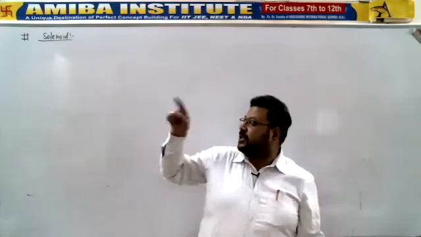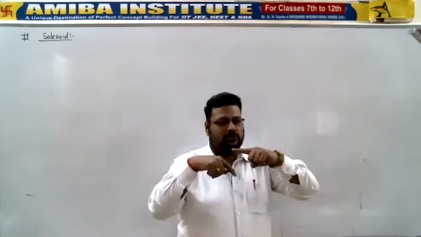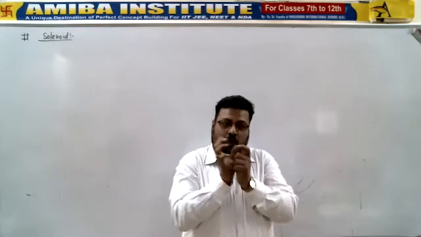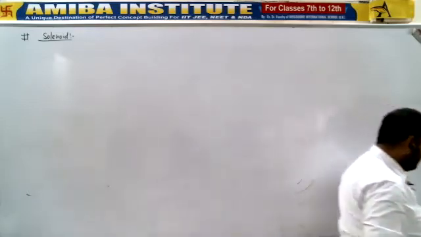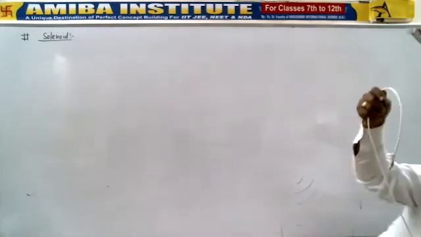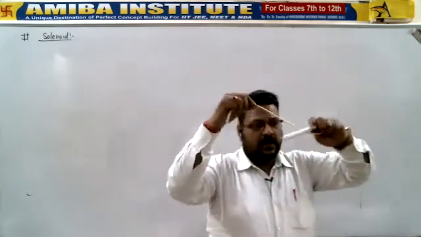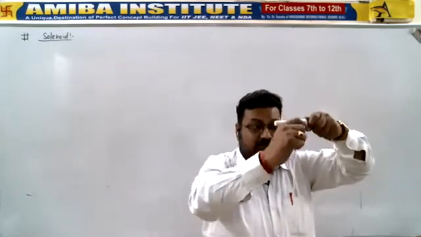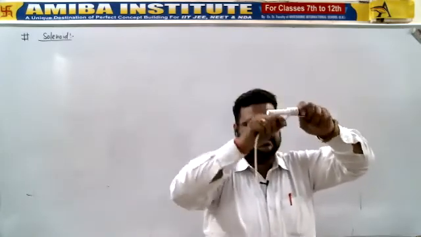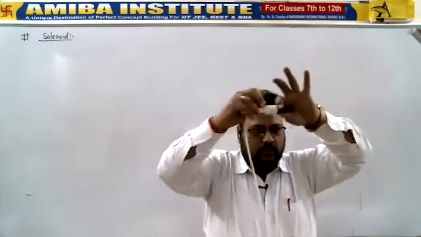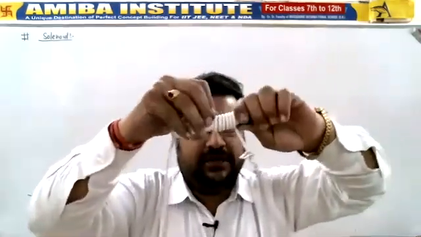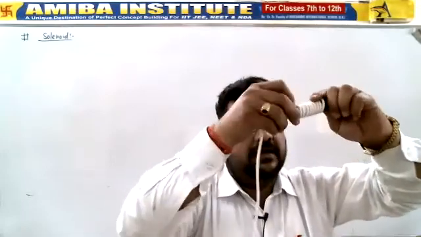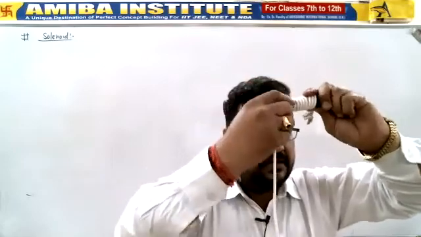So what is a solenoid? When circular coils of insulated copper wire are wrapped closely in such a way that its diameter is very small compared to its length.